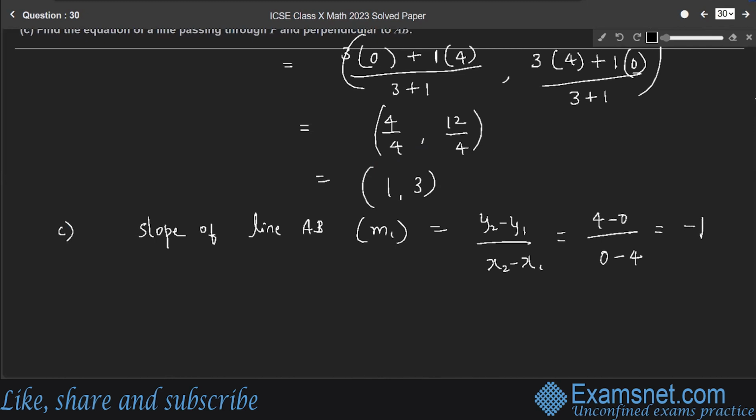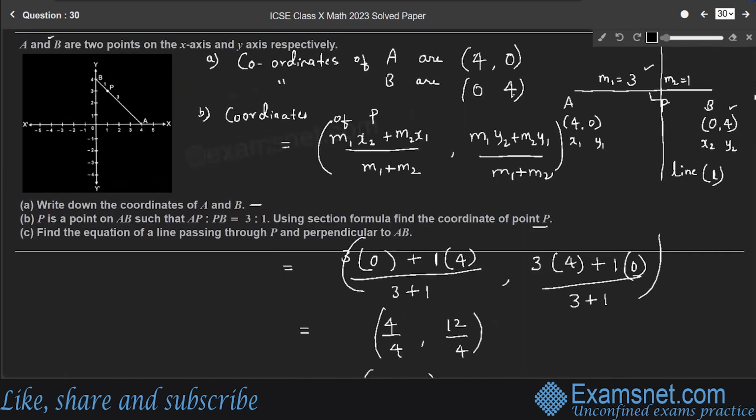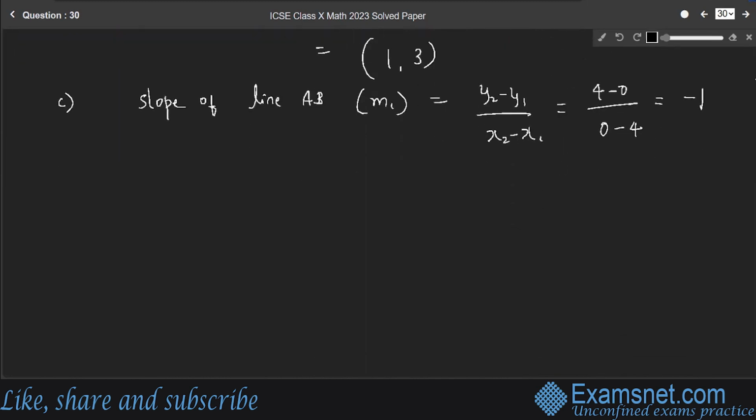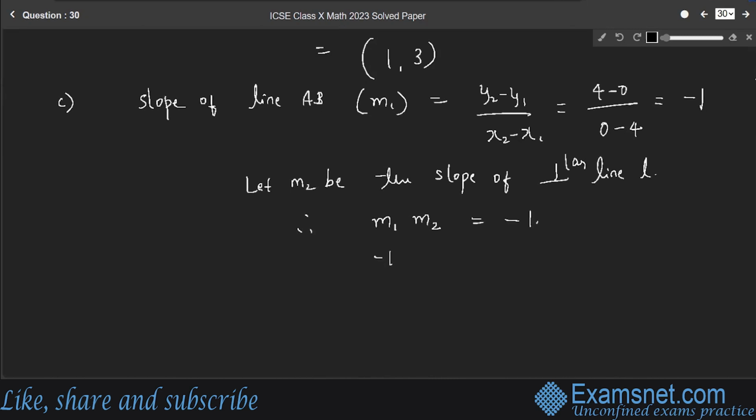So m1 is -1. Let m2 be the slope of line L, which is perpendicular to AB. Since the second line is perpendicular to AB, m1 into m2 is always minus 1. Therefore, here m1 is minus 1 into m2 is equal to minus 1. Therefore, m2, the slope of the second line which is perpendicular to AB, is 1.